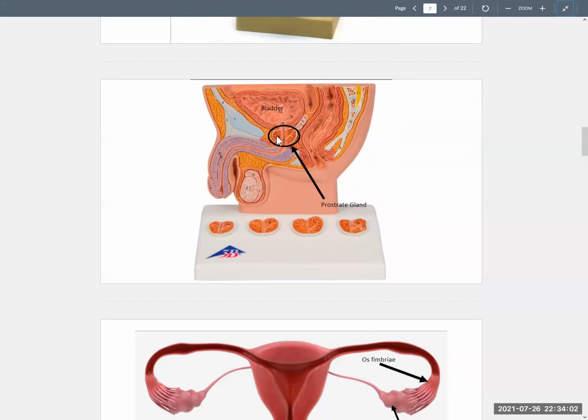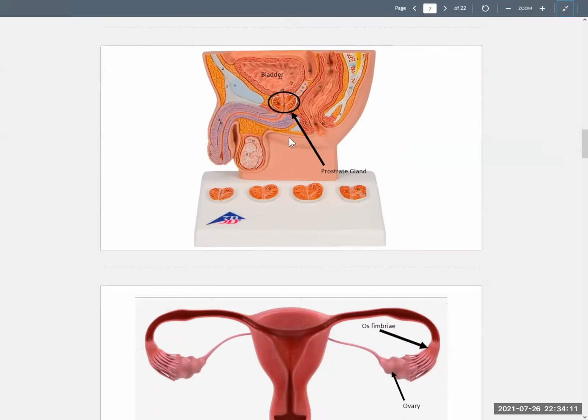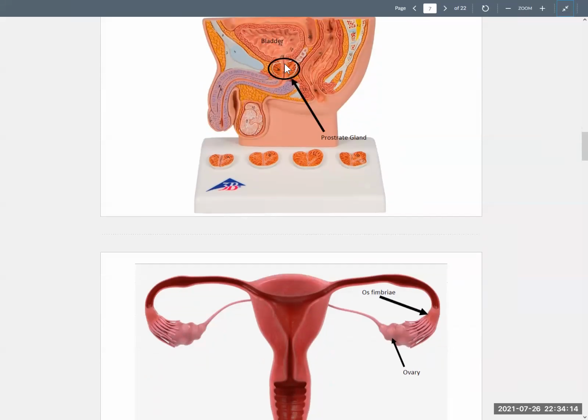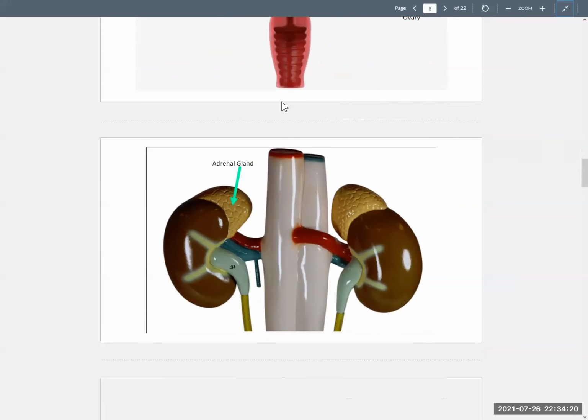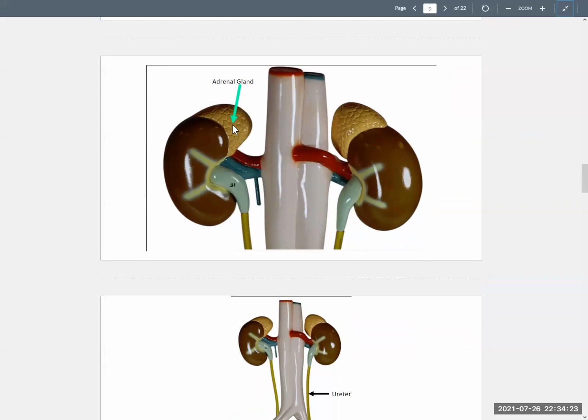Prostate gland, its function is to produce alkalizing fluid to add to the semen. That's an exocrine gland. That's not an endocrine gland. Same thing here. There's no difference with that one. The adrenal gland, composed of glandular epithelium. Adrenal cortex produces steroids. Adrenal medulla produces epinephrine. Influenced by ACTH.